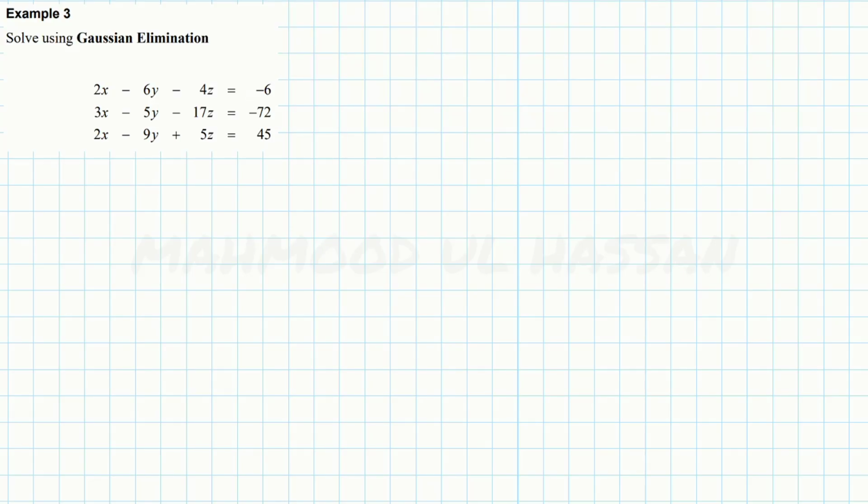In this video, we are going to solve a system of linear equations by using the Gaussian elimination method. The system of linear equations is given to us. So the first step in the Gaussian elimination method is that we need to rewrite the system of linear equations into equivalent matrix form.